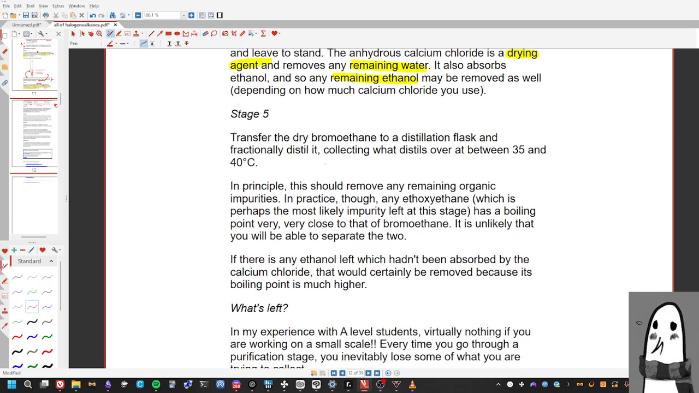Now stage 5, you're going to transfer that new dry bromomethane into a distillation flask and fractionally distill it.